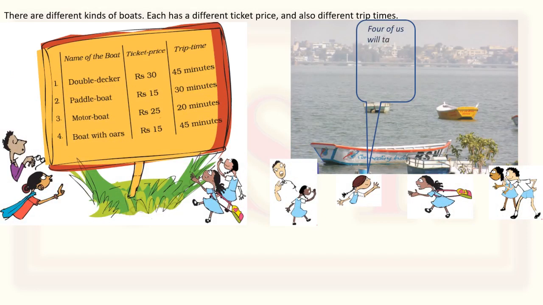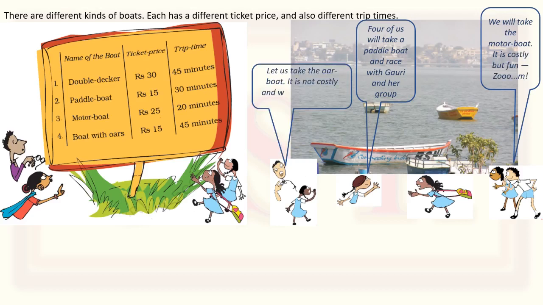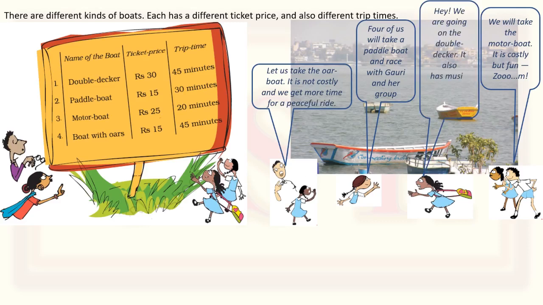One girl says, 4 of us will take a paddle boat and race with Cory and her group. Oh, we will take the motorboat. It is costly but fun. Zoom. Another group says, let us take the oar boat. It's not costly and we get more time for a peaceful ride. Finally, one more kid says, hey, we are going to the double decker. It also has music. It costs a lot, but we get more time.